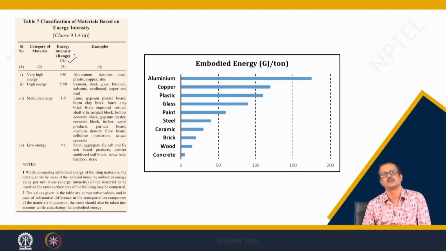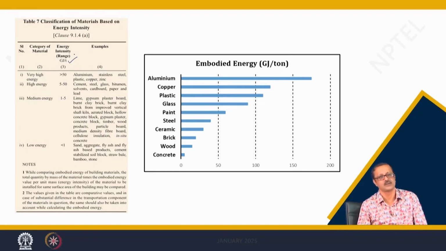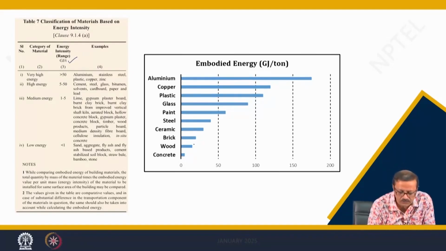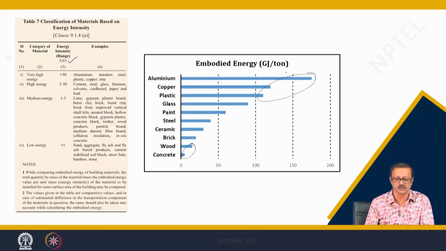mostly we list the embodied energy of materials in megajoule per ton, but sometimes it may go so high for aluminum, steel or so. If you see the graph on the right side, if you compare with concrete or wood, these are too high. Aluminum, copper, plastics are too high, even glass is also too high. So, sometimes they may be talked about in terms of gigajoule.